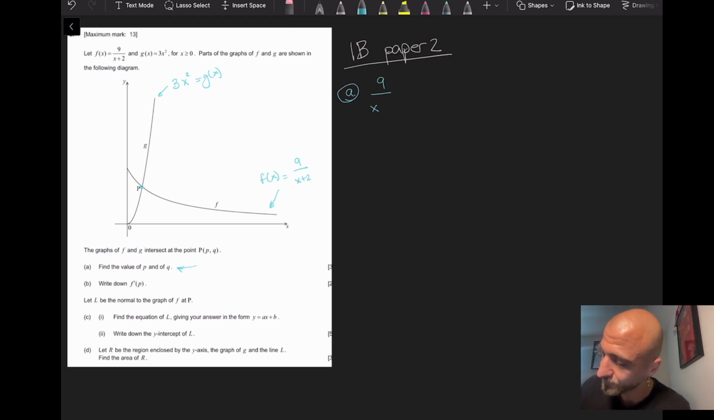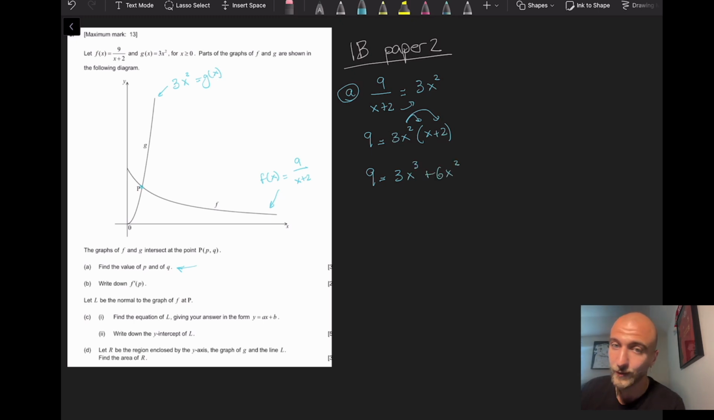So 9 over x plus 2 has to be equal to 3x squared. I'm going to set this equal to 0, so rearrange some things by multiplying the x plus 2 over to the other side. So I'll end up with 9 is equal to 3x squared times x plus 2. If I distribute out this 3x squared term over both of those terms in the binomial, that'll help a little bit. 9 is equal to 3x cubed plus 6x squared. So rearranging this, we see that 3x cubed plus 6x squared minus 9 is equal to 0.